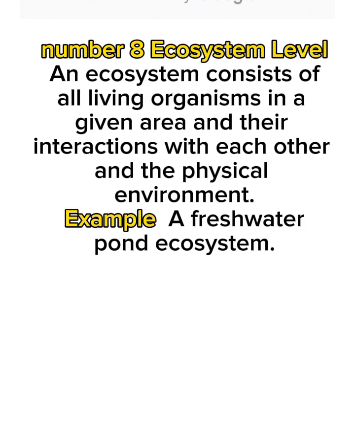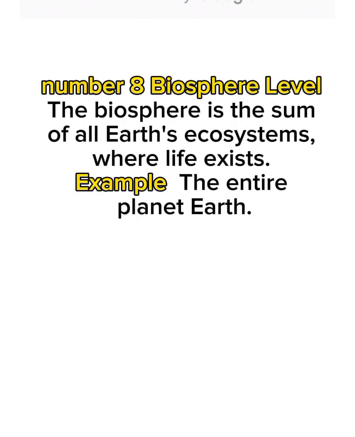Number 9. Ecosystem level. An ecosystem consists of all living organisms in a given area and their interactions with each other and the physical environment. Example: a freshwater pond ecosystem. Number 10. Biosphere level. The biosphere is the sum of all Earth's ecosystems where life exists. Example: the entire planet Earth.